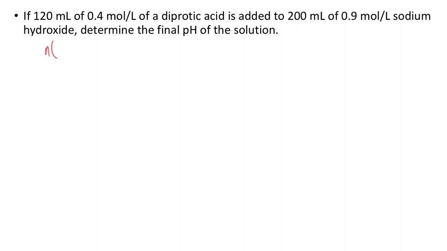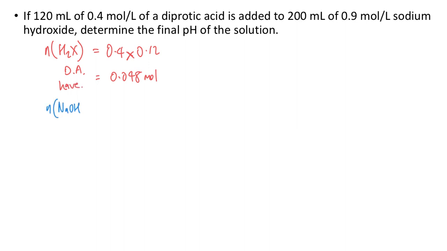The number of moles of, and we're going to call it H2X because this is a diprotic acid, is going to be 0.4 times 0.12, because that's its number of moles, which will be equal to 0.048 moles. This is the number of moles that I have. Then I can work out the number of moles of NaOH that I have, which will be equal to 0.9 times 0.2, which happens to be 0.18 moles.